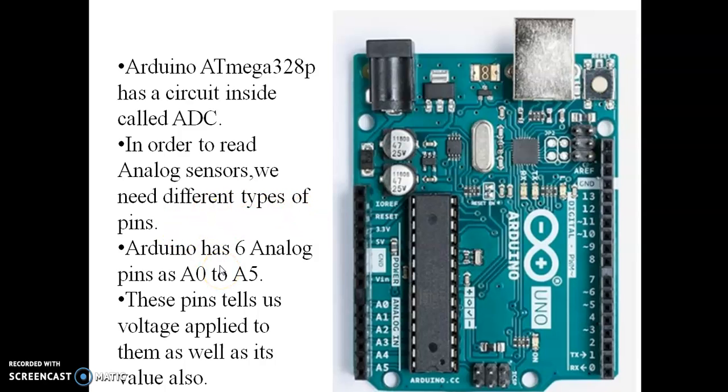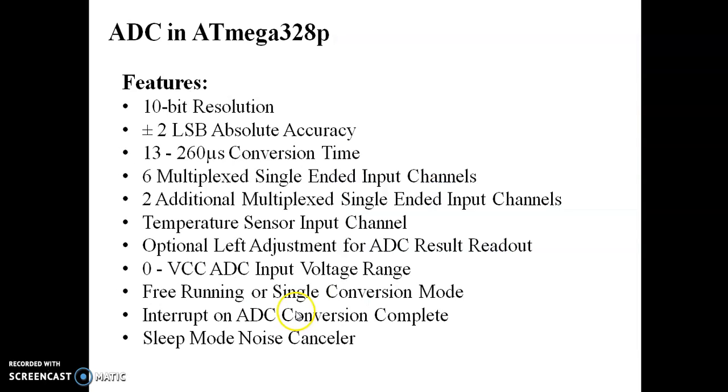Arduino Atmega 328P has 6 analog pins from A0 to A5. These are the analog input pins on the Arduino Uno board. A0, A1, A2, A3, A4, A5. These pins tell us the voltage applied to them as well as its value also.